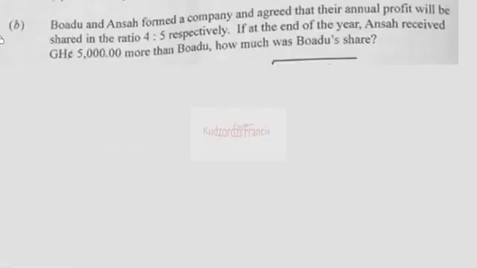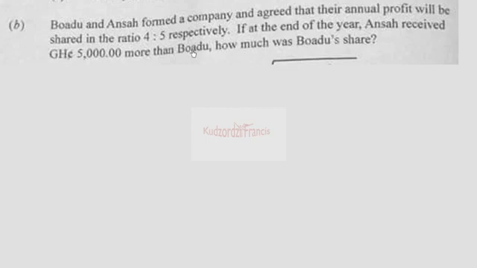The B part of question 1. Boidu and Ansa formed a company and agreed that their annual profit will be shared in the ratio 4:5 respectively. If at the end of the year Ansa received 5,000 more than Boidu, how much was Boidu's share?